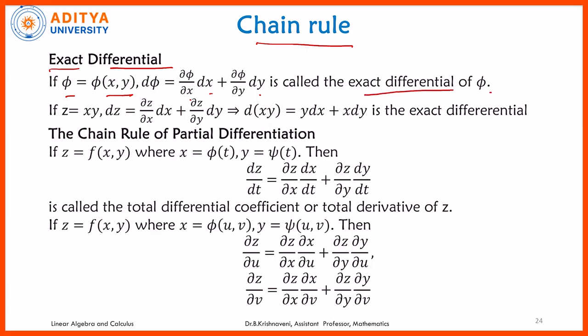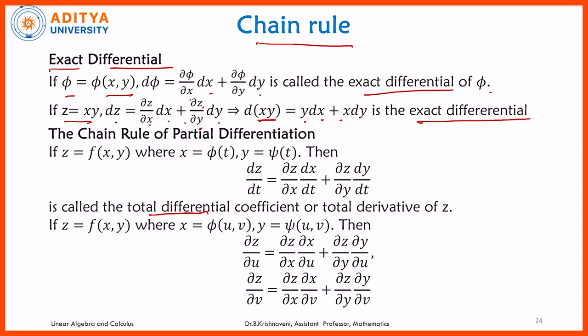So if you take any function z is equal to xy and want to find the exact differential, what is the exact differential formula? dz is equal to ∂z/∂x into dx plus ∂z/∂y into dy. So d of xy is equal to ∂z/∂x, that is y dx, plus ∂z/∂y, which is x dy, gives the exact differential.